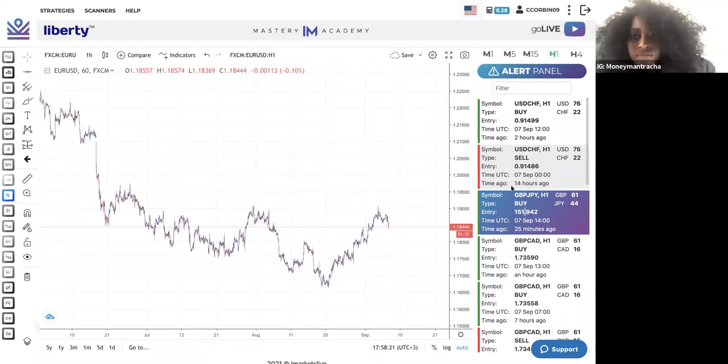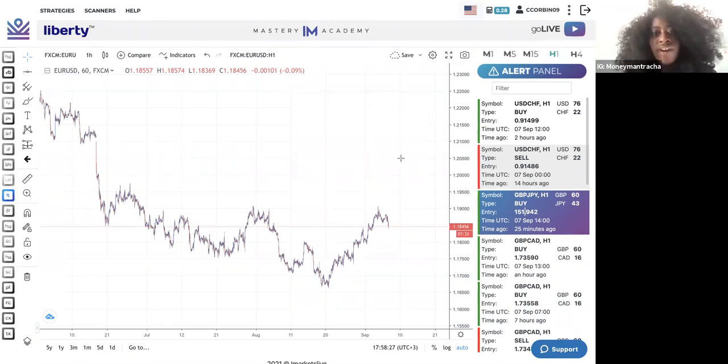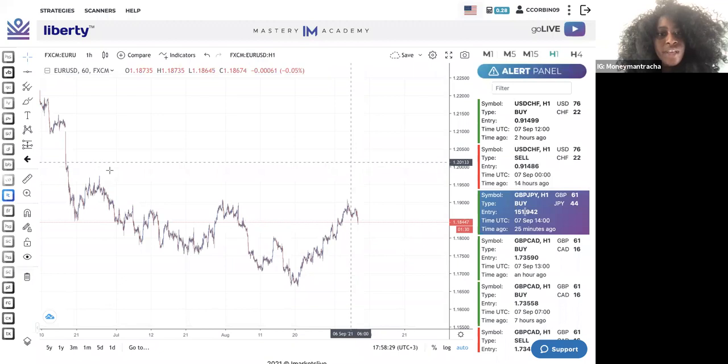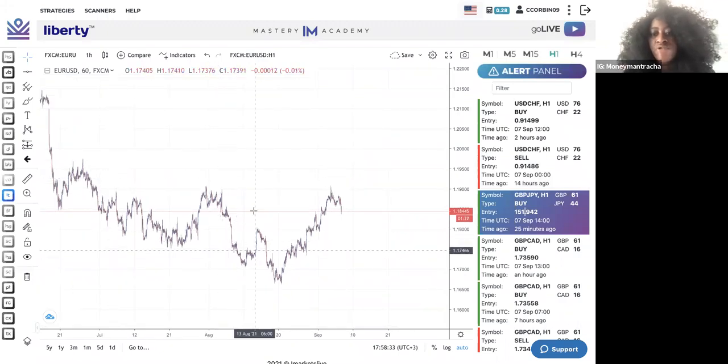So we got selling, it's looking like a downtrend. So yeah, it is a brief little downtrend. So if it's a downtrend, it is a selling trend, right?